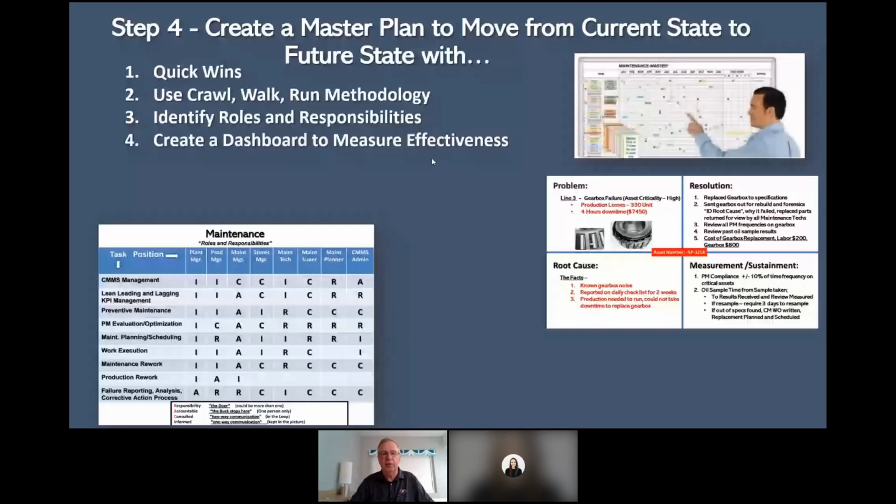Create a dashboard to measure effectiveness. Perform a gemba walk. I've been doing this all week at a plant, weekly with key players, from the vice president down to technicians. We've been walking and seeing what we see. What kind of issues do we see? And it's amazing what you will see.